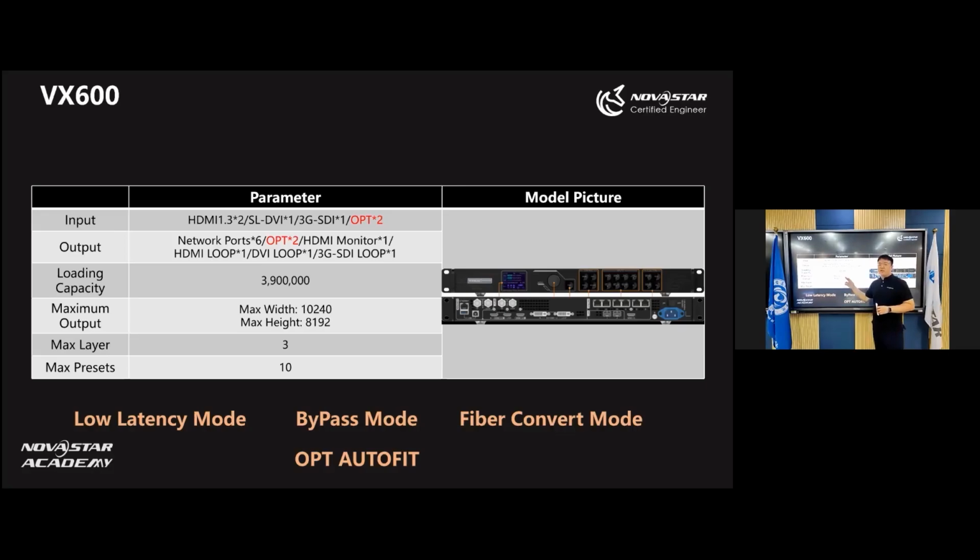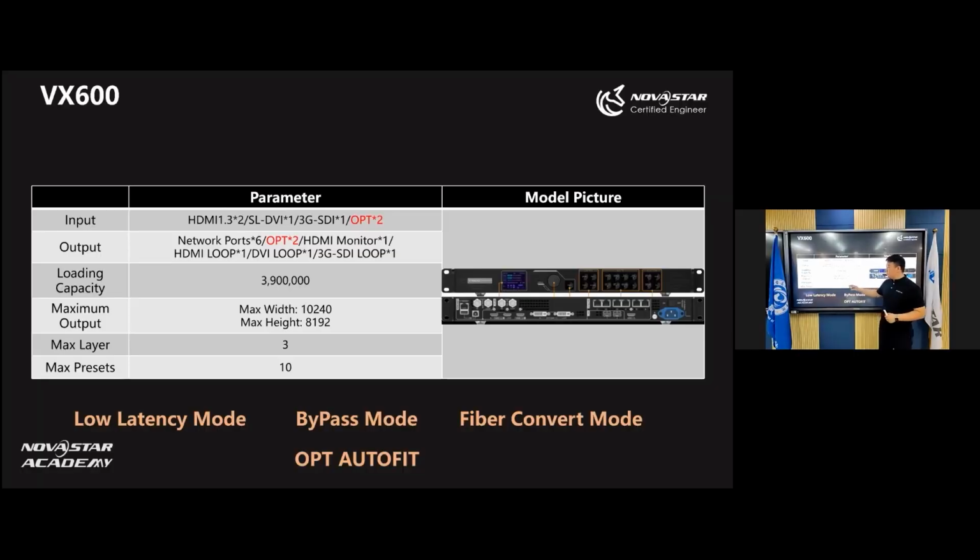For the loading capacities, we have 3.9 million pixels. And then the maximum output, the max width and height is become much bigger. So here we can see the max width of the VX600 is 10240. So which means if we have a super long screen, as long as the width is within this number, then we can use the VxOS.